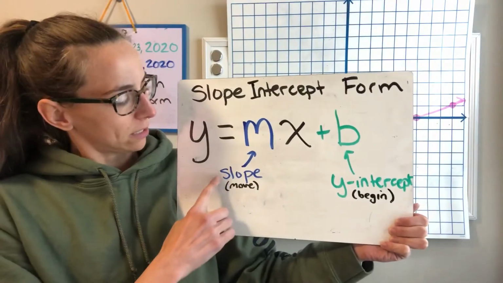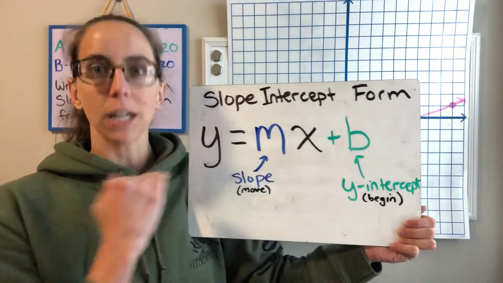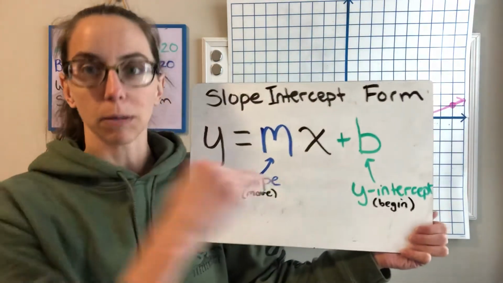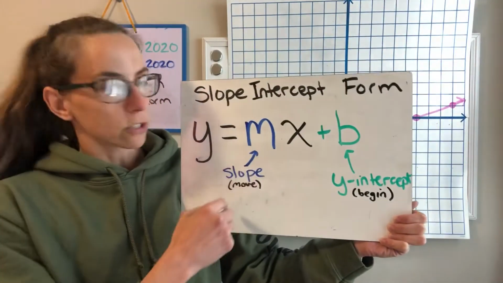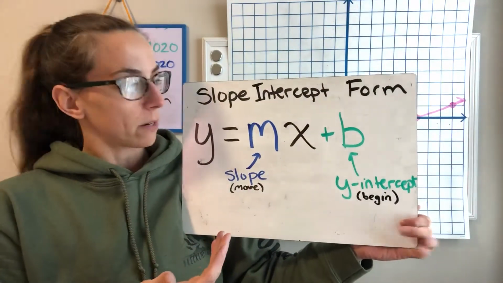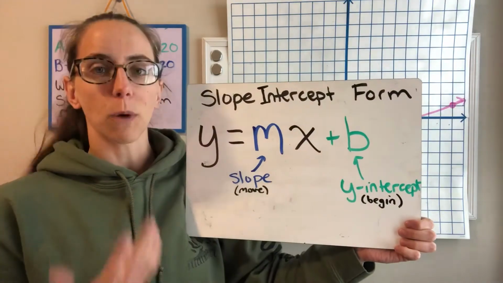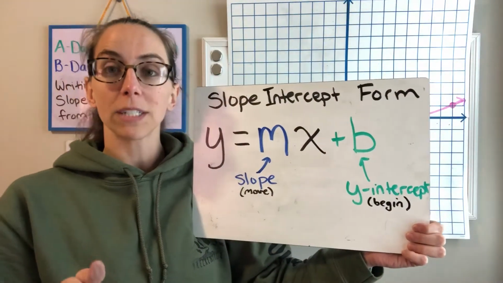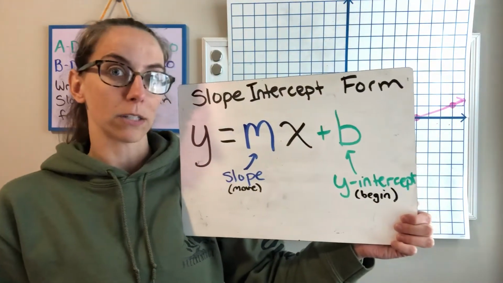So in this case, the slope is how our graph is moving, right? Either in a positive direction, a negative direction, sometimes it's at 0. So that's our slope, that is our m value. And then b is our y-intercept. Where is our graph beginning? Where is that graph crossing the y-axis?